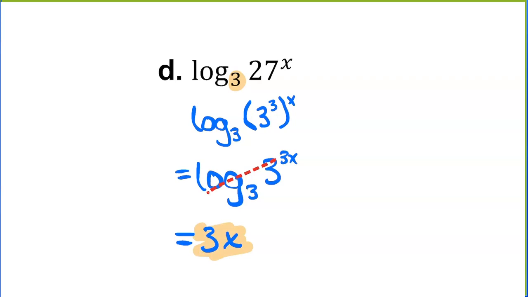Nice, right? Log of an exponent. Pretty cool. Does get a little bit harder. So that's using inverses to simplify these expressions.